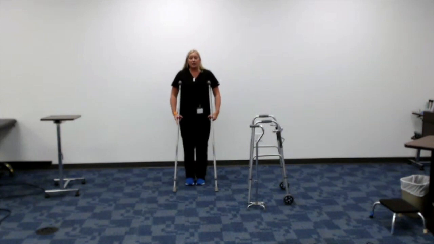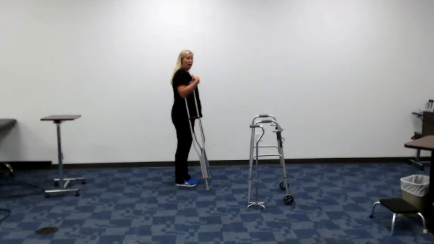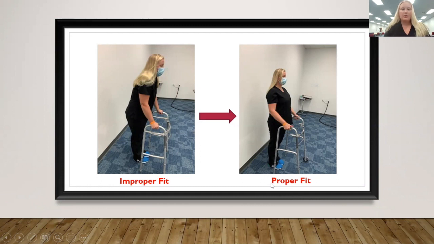From here, I want to see those same 3 landmarks. So I'm going to let my arms rest, and I can do one at a time. And I will be able to see the ulnar styloid process, the greater trochanter, and then I'm able to look and see, do I have that nice elbow bend? Additionally, I want to make sure that I'm not having compression underneath of my axilla or my armpit. And so I should be able to place about 2 to 3 fingers underneath of my armpit before I get to the crutch.